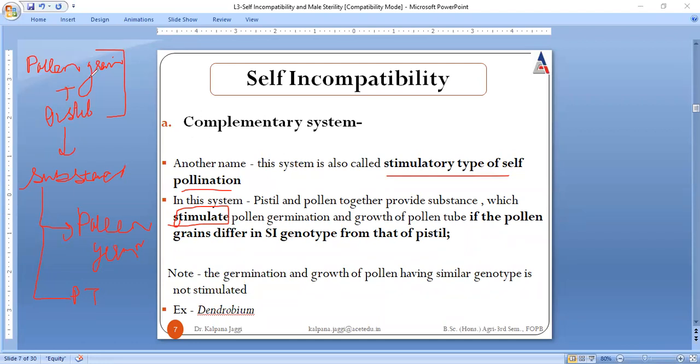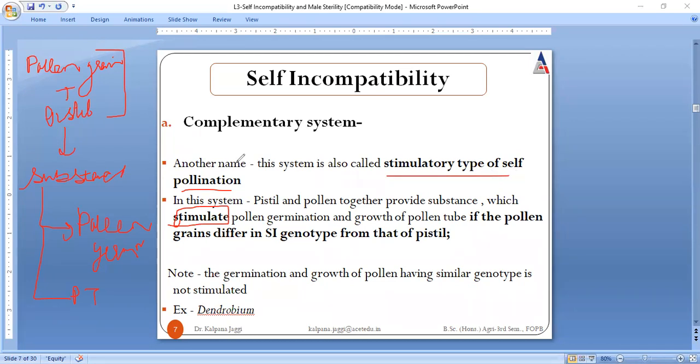That means we are talking about classification of self-incompatibility on the basis of interaction between pollen grain and pistil. And we said this complementary system is a kind of self-incompatibility where the pollen grain and pistil interaction produces substances, and those substances further stimulate pollen germination and growth of the pollen tube. So this is the reason this complementary system is also said to be stimulatory type.